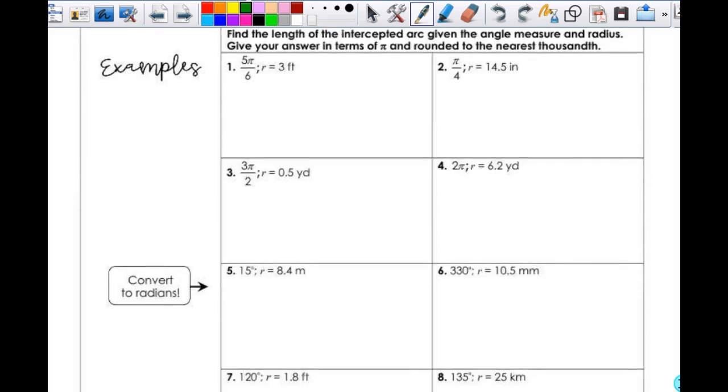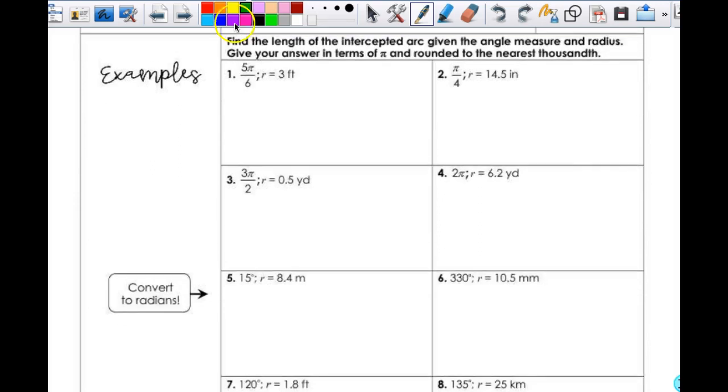This says here, find the length of the intercepted arc given the angle measure and radius. Give your answer in terms of pi and round to the nearest thousandth. So we're going to mark that out because I changed my mind on that. We're going to leave everything in exact form because you need more practice with how to handle this and do this correctly and do things easier, make your life easier instead of doing it the hard way.